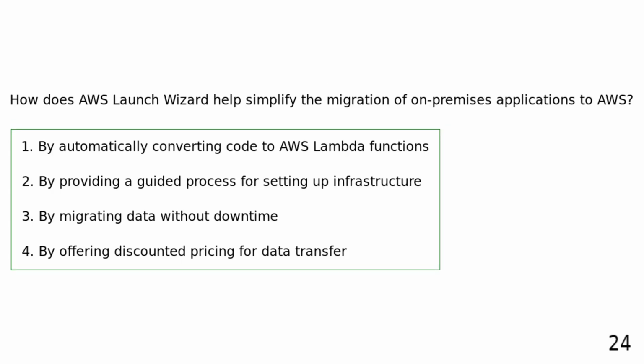How does AWS Launch Wizard help simplify the migration of on-premises applications to AWS? By automatically converting code to AWS Lambda functions. By providing a guided process for setting up infrastructure. By migrating data without downtime. By offering discounted pricing for data transfer.